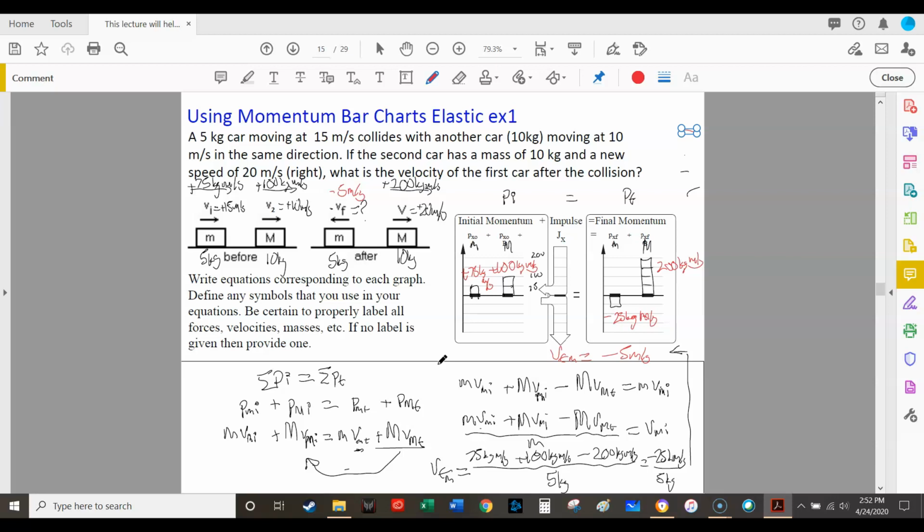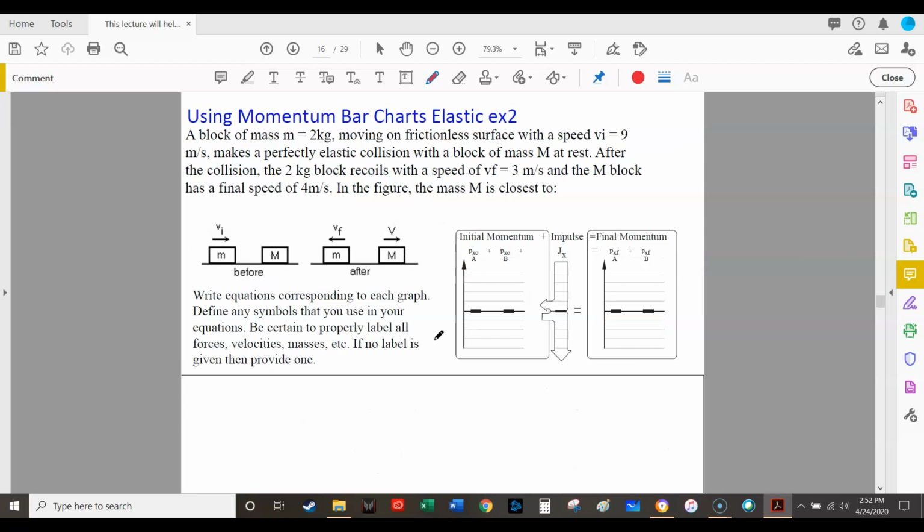So, good problem. Let's try another one. This is a bit of an easier problem. I want you to try this on your own using what we just did. So go ahead and read the problem and draw on your values. Put the pluses and minuses. Try to put the momentums on there too. Fill in your bar chart. And then go ahead and try solving it. So try to do the whole thing, and let's see what you get. Go ahead and pause the video now.